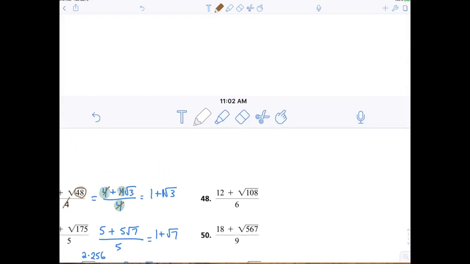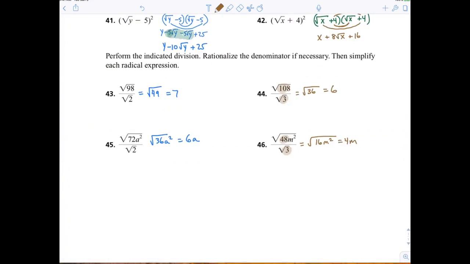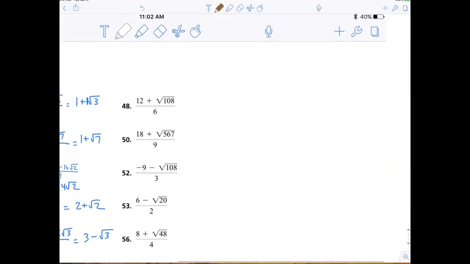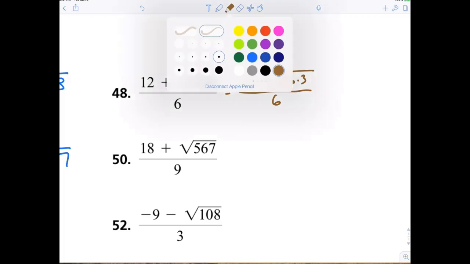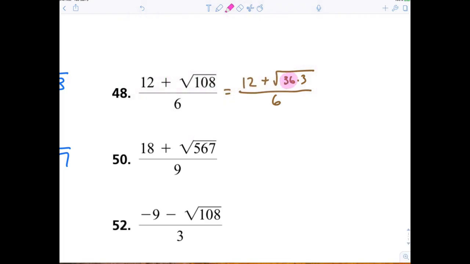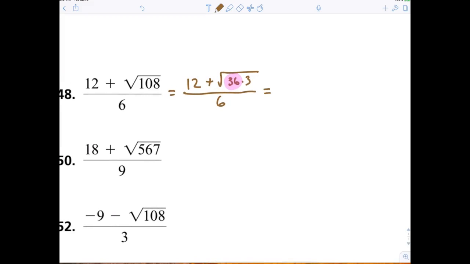Now 108 we just did up here. Square root of 108 was 3 times 36. So again, we're going to be doing the same problems over and over. You should be getting better at seeing the perfect squares. So this would be 36 times 3 over 6. Now, what's the square root of 36? 6. Square root of 36 is 6. So this now simplifies to 12 plus 6 radical 3 over 6.